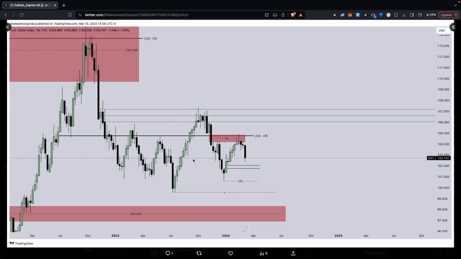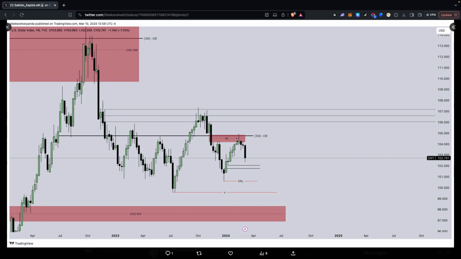So here I'm just showing you how we rejected off of this weekly CE. If you look at the bodies, they dismally failed to close above this CE right here. Yes, we went all the way up to take out buy side liquidity right there, but if you look at this weekly time frame, we failed to close above that CE. So we saw lower prices since then.